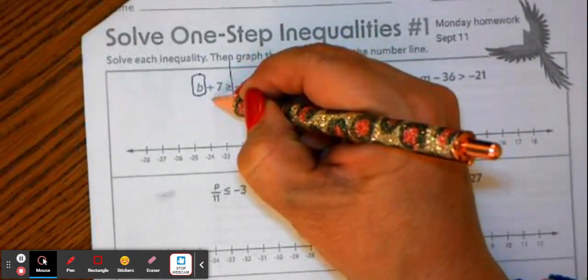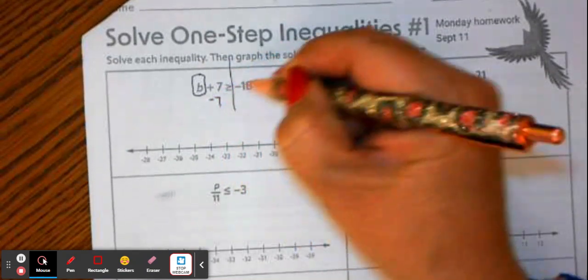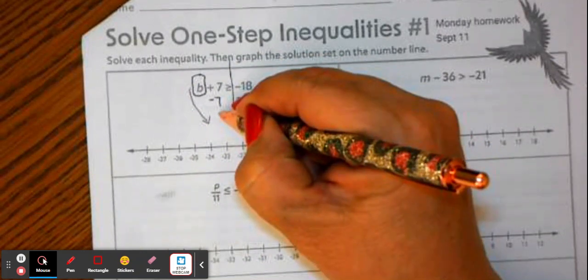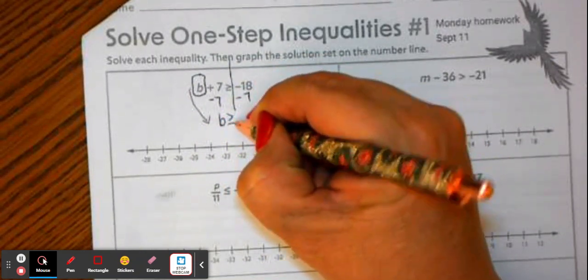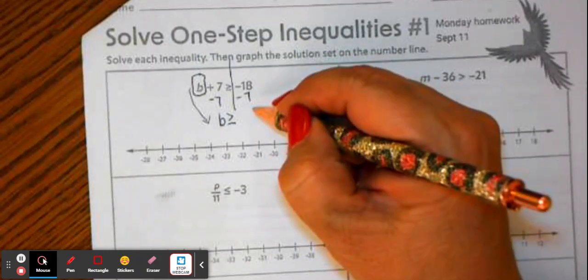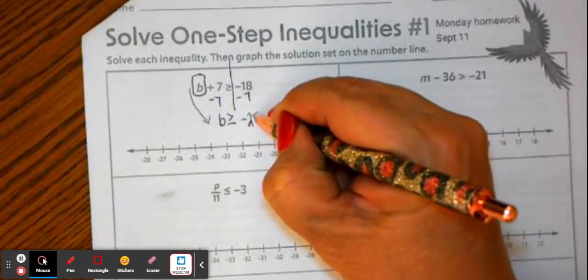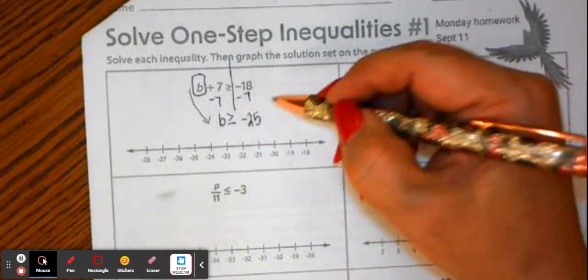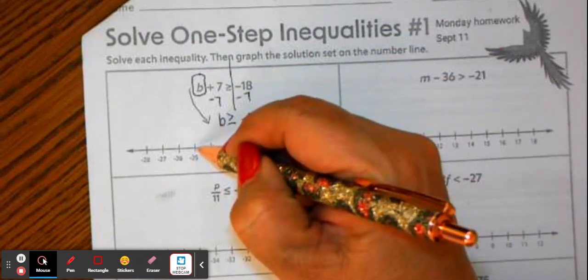I have a plus 7, so I'm going to put a minus 7 and bring a minus 7 over. This leaves me with just b is greater than or equal to, and then I add the negative 18 and my negative 7, which I get a negative 25. I'm looking at the equal sign, right? So I'm going to go to the negative 25.